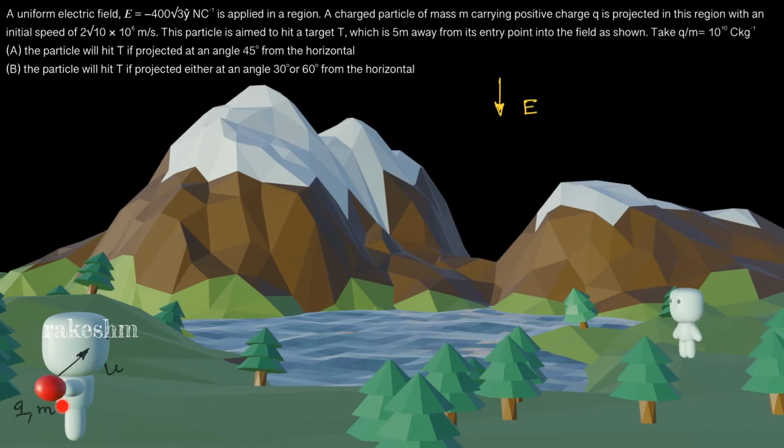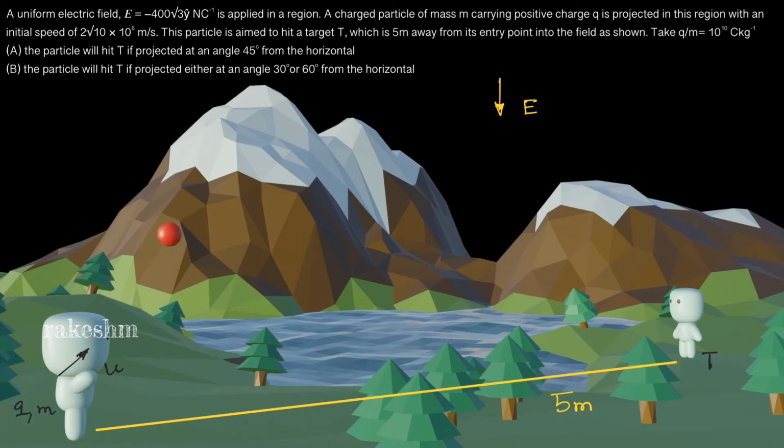So we can see that this is a charged particle. It has charge q and mass m, and it is projected with an initial speed u. This particle is aimed to hit a target T which is 5 meter away from its entry point into the field as shown. So this object here has to hit the target T which is 5 meters away from its projection point. Take q by m equal to 10 power 10 coulomb per kg.